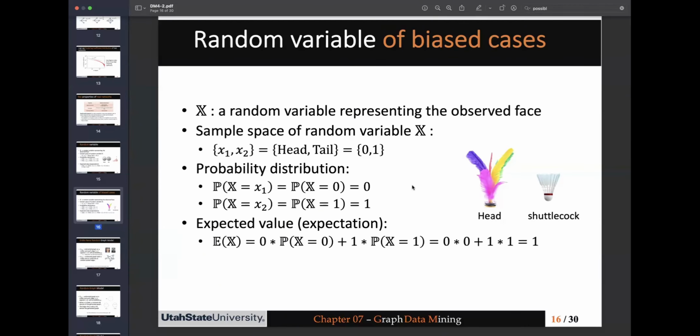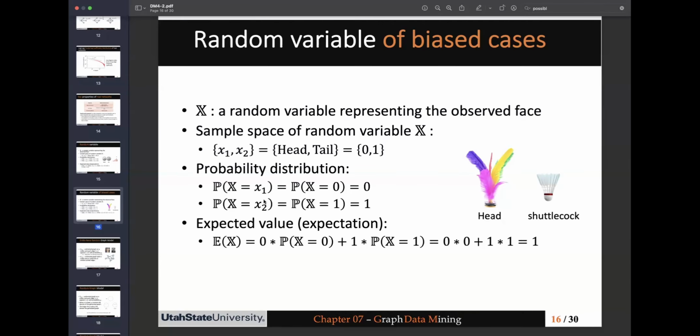But here the difference is that the probability distribution is changing, right? So the probability that x equals 0 is 0, and the probability that x equals 1 is 1. It's a total and extreme case of the experiment. So there is no randomness left in the outcome, but we still describe it using some random variable x, as you see here in the slide.